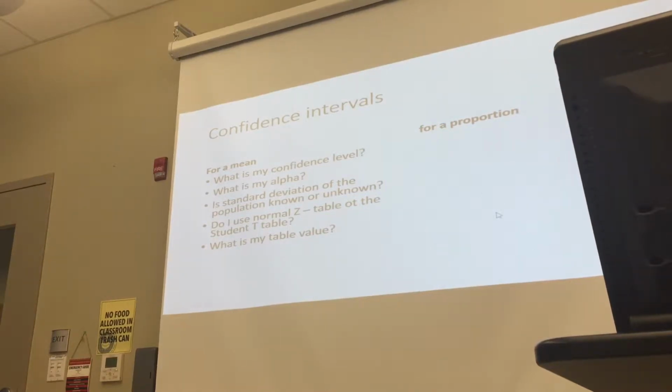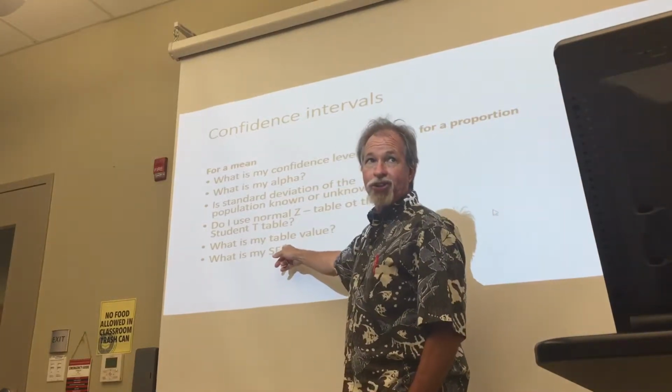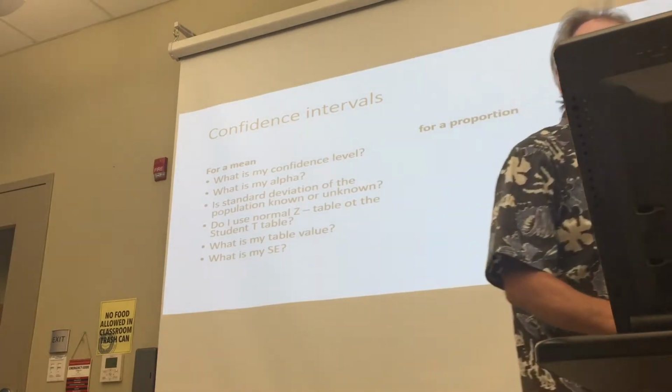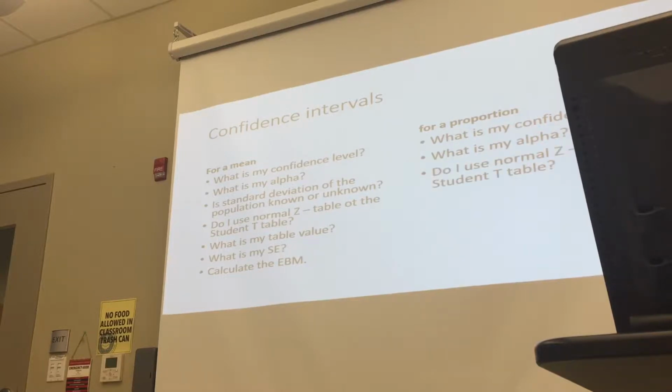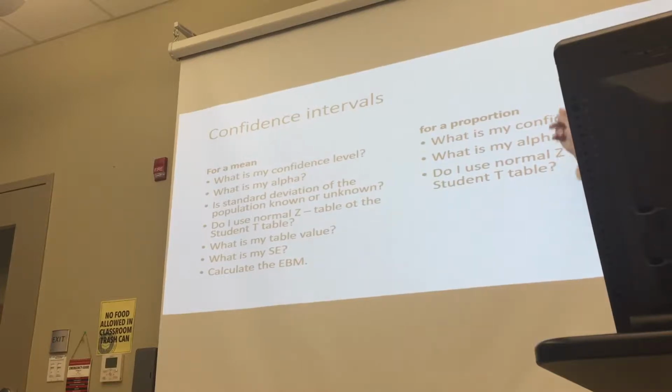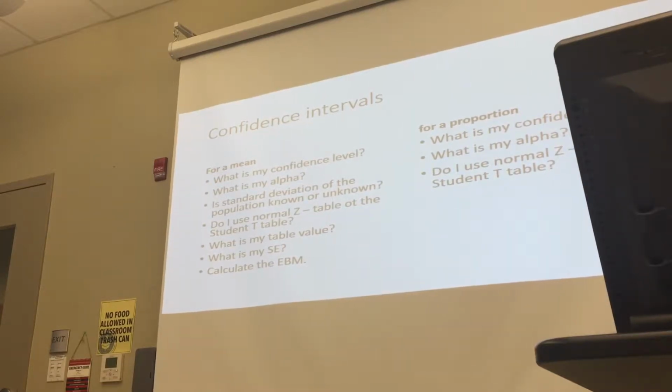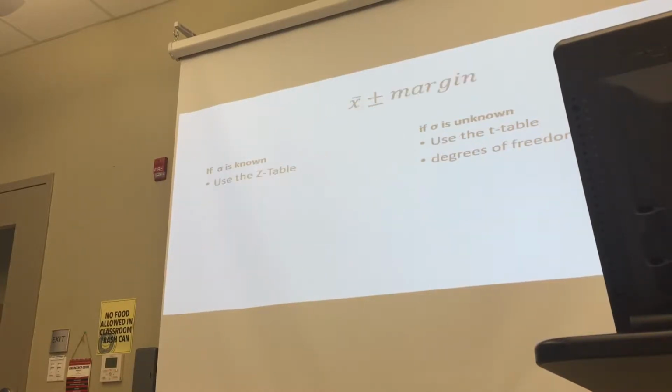So that's the aspect behind that. And the second question is, how do you calculate your standard error? That's going to be the big difference. And then you have to calculate the EBM. But you can see with the proportion, we're almost always going to use a Z table, so we're not going to worry about that. But the big difference here is how you calculate your standard error. So those are the big things that you have to deal with. Okay.